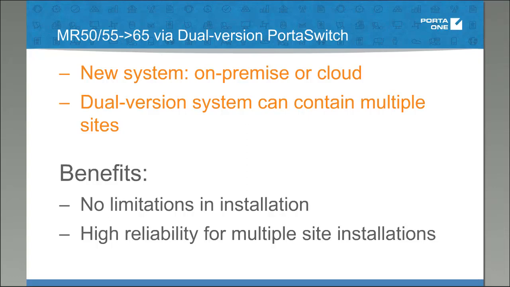For instance, service provider on MR50 wants to migrate via dual version PortaSwitch. He has geo-redundancy set up on his current MR50 and wants to be sure that in case of some disaster, MR65 will keep running. So simply geo-redundant MR65 is set up. This ensures high reliability and network efficiency for both systems.